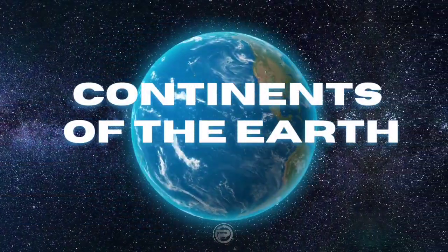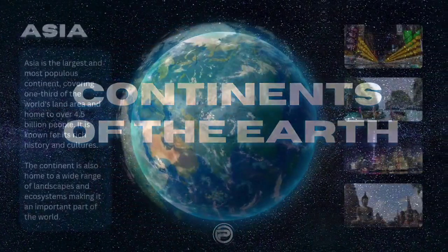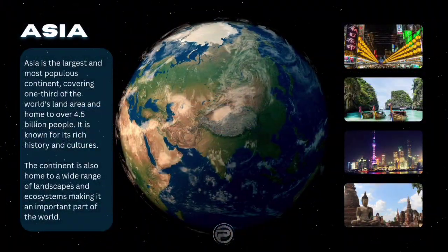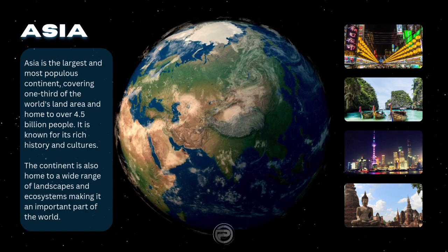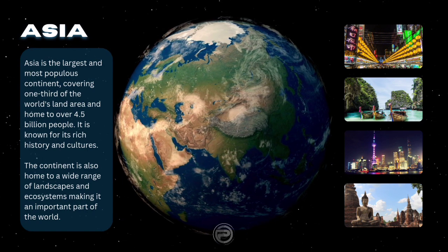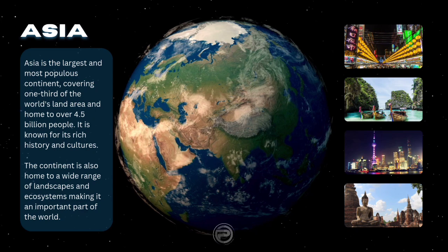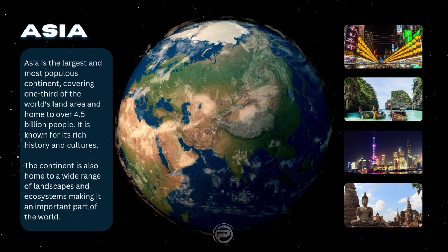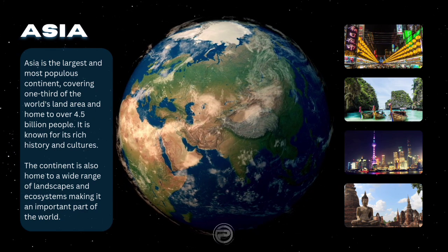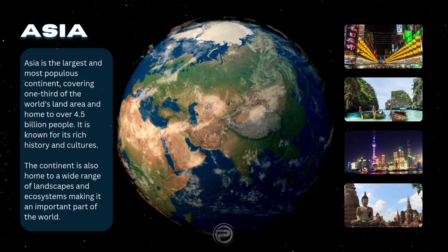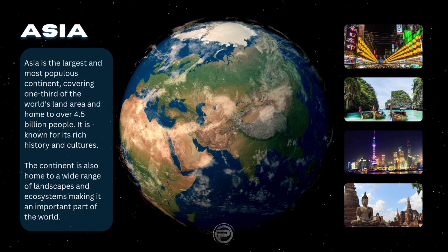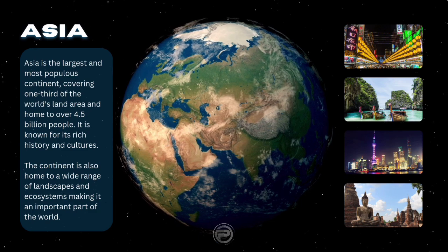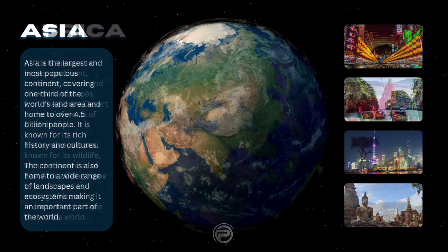Continents of the Earth. Asia. Asia is the largest and most populous continent, covering 1/3 of the world's land area and home to over 4.5 billion people. It is known for its rich history and cultures. The continent is also home to a wide range of landscapes and ecosystems, making it an important part of the world.